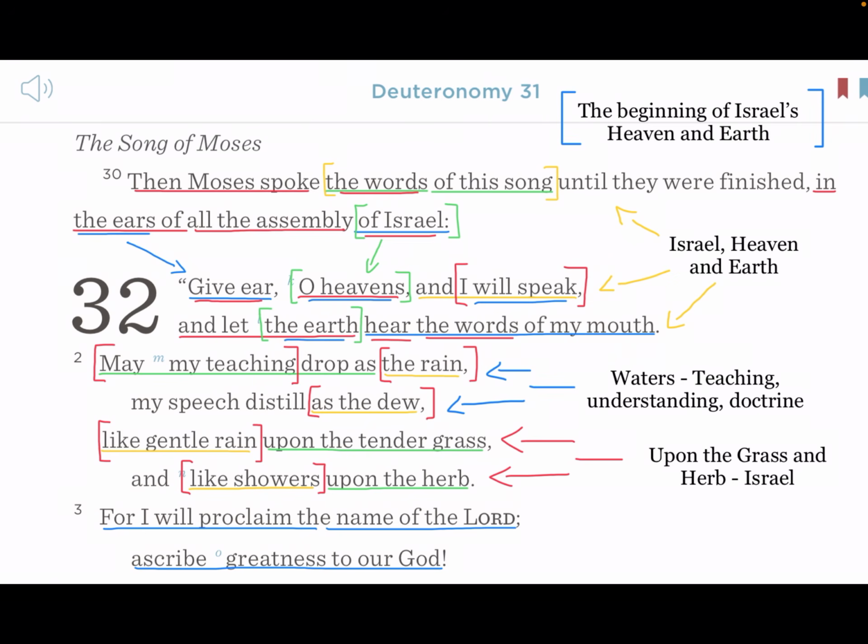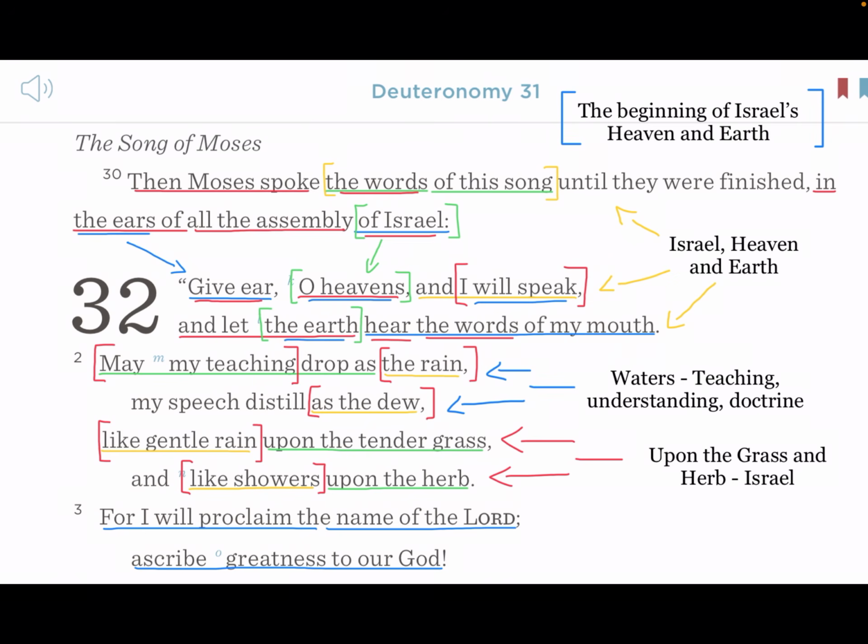When we continue reading in verse 2, it says, may my teaching drop as the rain, and my speech distill as the dew. So we get this association between the waters, the rain being associated to teachings, understanding, the doctrine. And where is this rain? Where are these teachings to land? Well, give ear, O heavens, and hear, O earth, for the words of the Lord. Let the teaching, let the doctrine, let the words fall down upon who? The tender grass and the herb. Well, that's Israel.